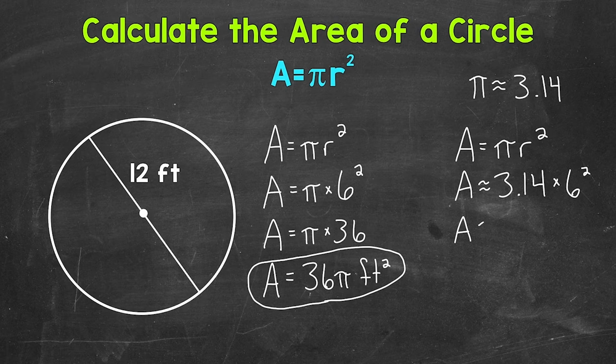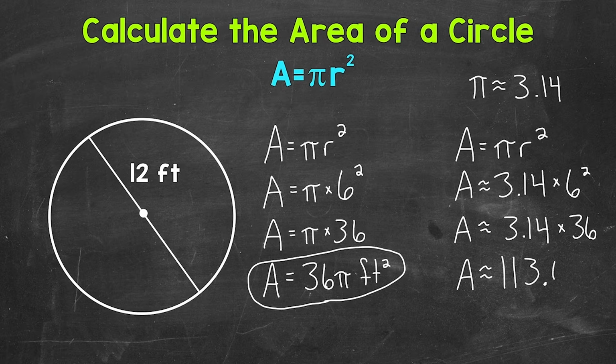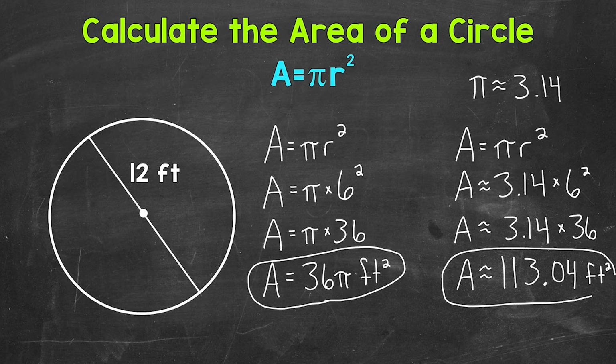And now we can calculate here. Let's do 6 squared. So 3.14 times 6 squared, which equals 36. And now let's multiply. So 3.14 times 36 gives us an approximate area of 113.04 square feet. So that is an approximate area of that circle.